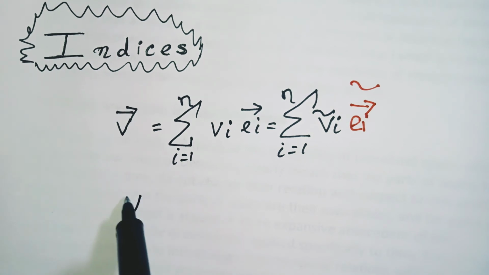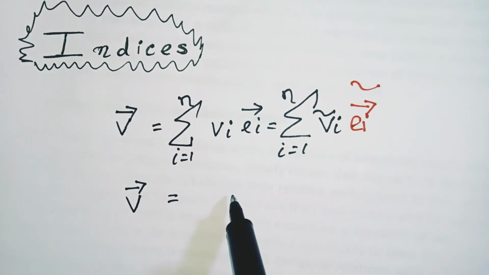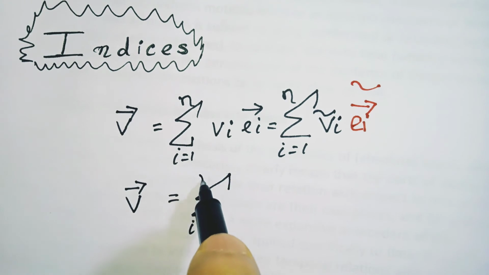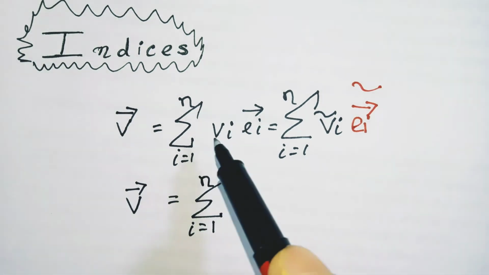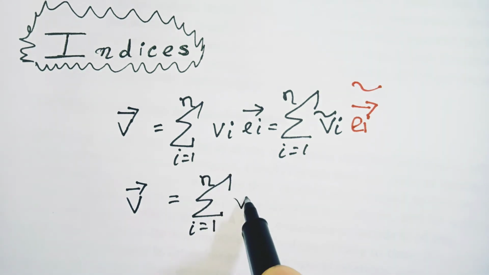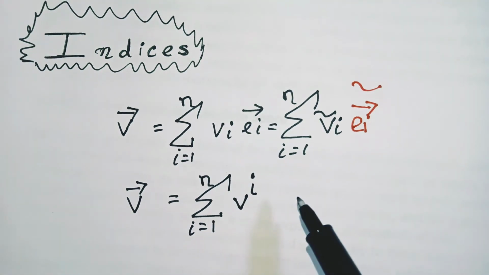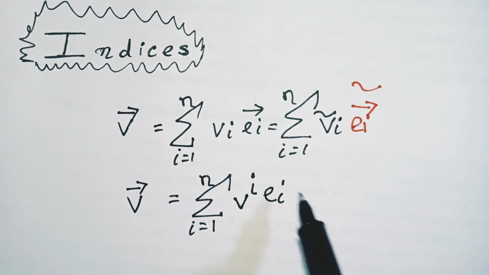We need to write this as V equals sigma of i equals 1 ranging up to n. But this Vi, what we are going to do is that this i is going to shift up. So I can write it this way: this will be V and this would be i. It is shifting up. I will explain in a minute how it looks. Then I will say ei.